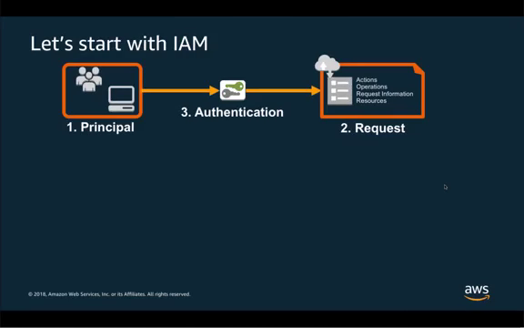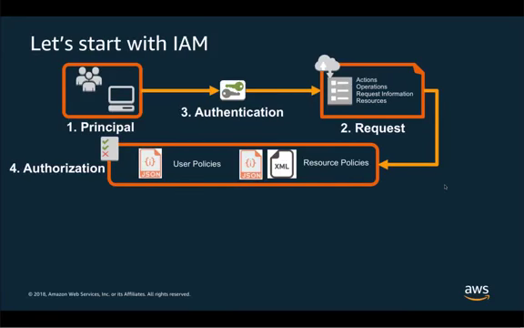Now, as a principal, you must be authenticated or signed into AWS to send a request to AWS. To authenticate from the console as a user, you must sign in with your username and password. Similarly, to authenticate from the API or the CLI, you must provide your access key and the secret key.